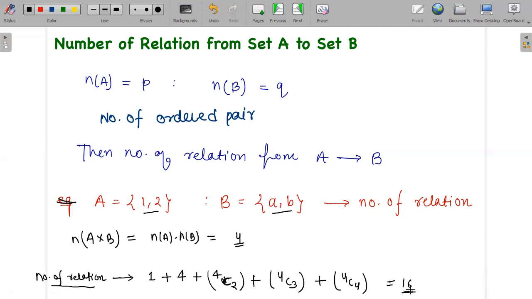If you don't like this derivation, there is another way you can give your opinion about the number of relations from set A to set B. Once you know the number of ordered pairs is equal to the number of elements in set A times the number of elements in set B, it's a piece of cake to declare the number of relations from A to B. It is given by 2 to the power of the number of elements in set A times the number of elements in set B. This is how we usually write the number of relations from non-empty set A to non-empty set B.